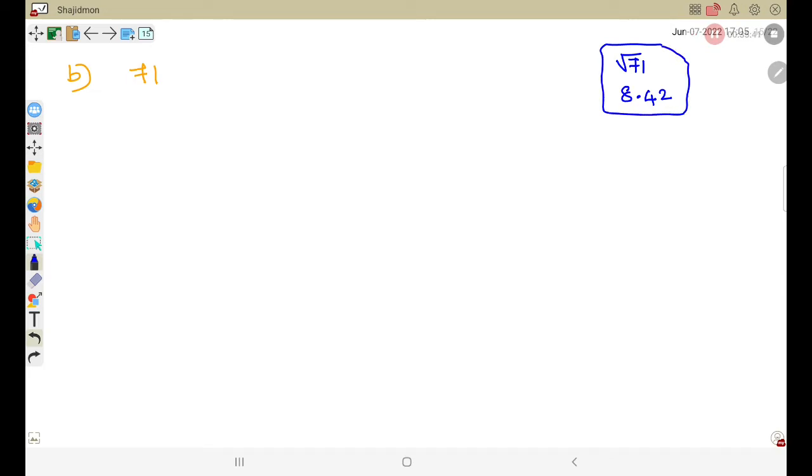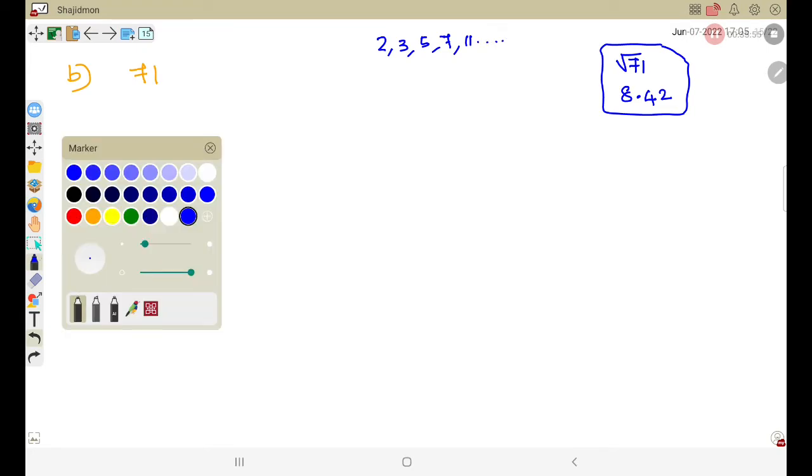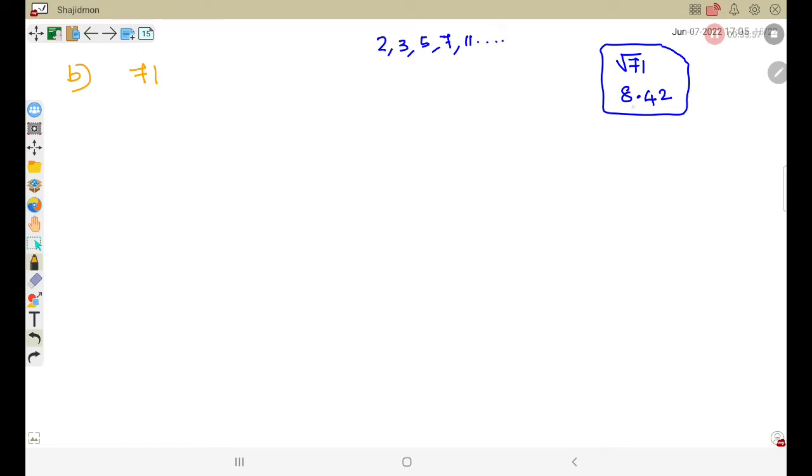Now take all the prime numbers less than or equal to 8.42, only prime numbers. You know the primes 2, 3, 5, 7, 11 and so on. So what numbers do you take? 2, 3, 5 and 7, correct? We can take 2, and I will write here 3, 5 and 7.